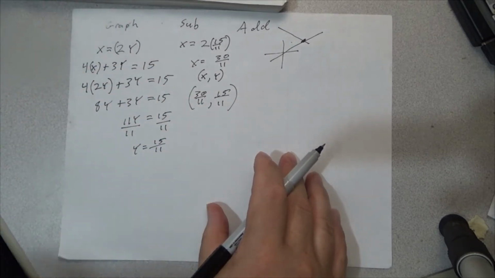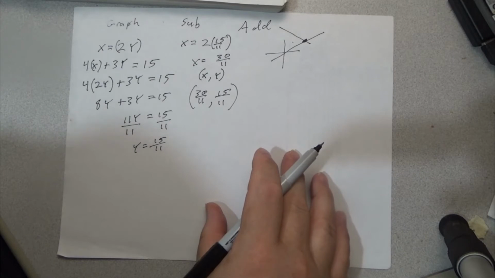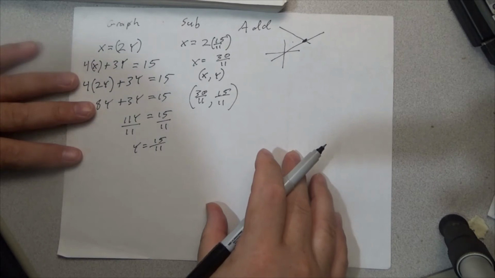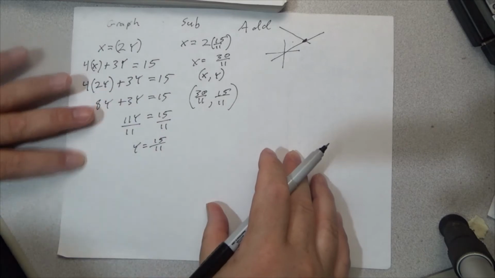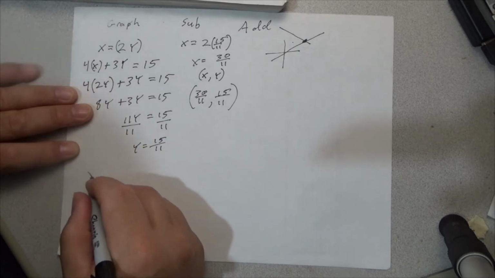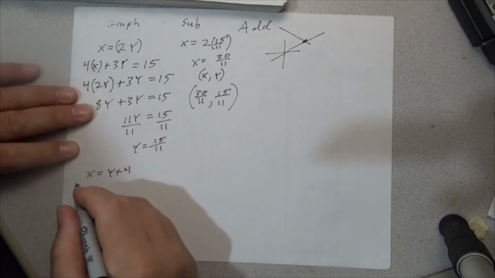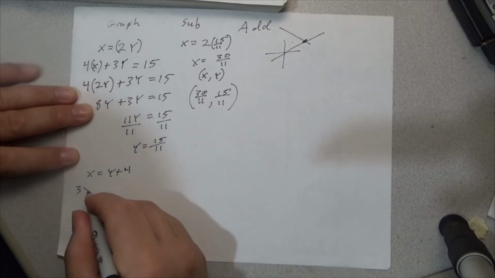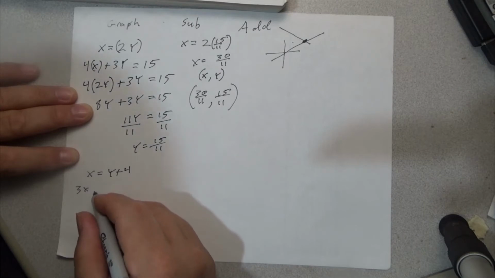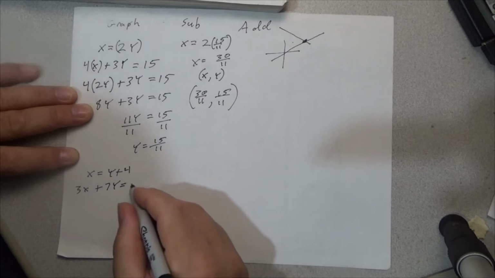Now let's take a look at problems that sometimes need a little bit more setup in order to be solved. So let's go to page 478. Take a look at a couple of those. Let's take a look at one that's relatively simple, number 7. So number 7 is x equals y plus 4 and then 3x plus 7y equals a negative 18.